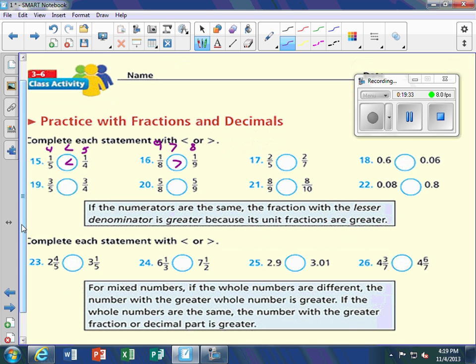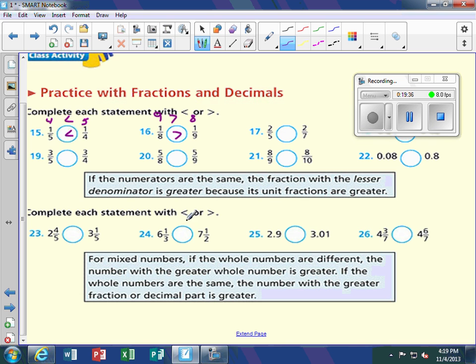Okay? Let's do 23. Complete each statement with greater than or less than. 2 4/5, 3 1/5. So right here, if you look at it, the 3 is larger than the 2, so that way it can just go that way. Same thing with this. The 7 is larger than the 6, so you know that it's greater. 2.9, 3.1. Well, the 3 is larger than the 2, so it's greater. 4 and 3/7, 4 and 6/7. Now the 4s are the same here, but now you look at the 3/7 and the 6/7, because they have the same denominator, 6 is greater than 3.